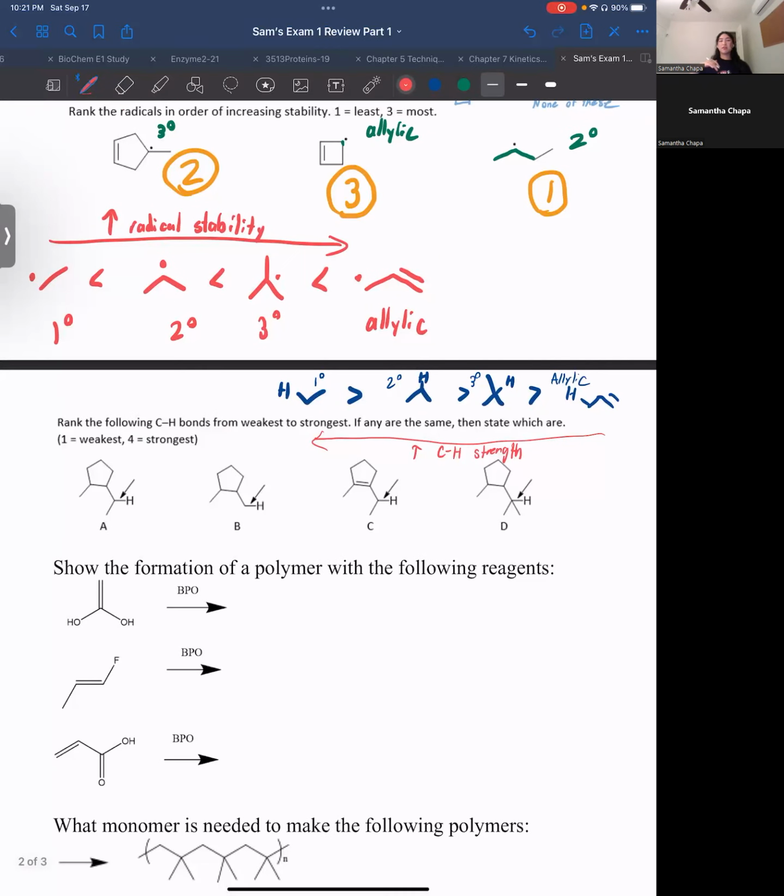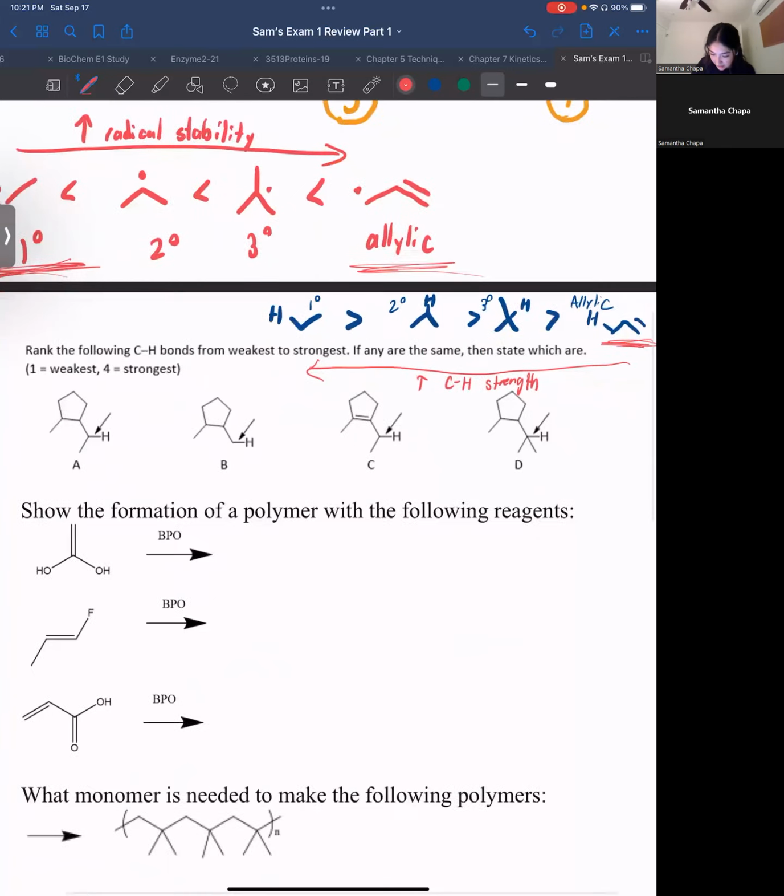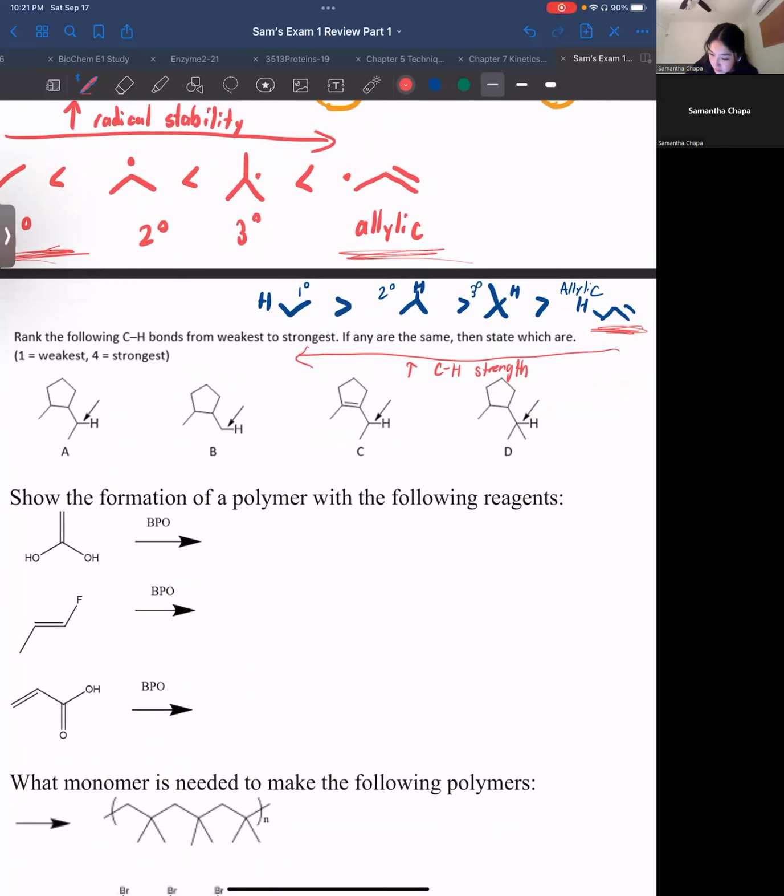So carbon-hydrogen bond. If I'm already so stable, completely stable, neutral, then why would I want something to take off my hydrogen and become a radical? If I'm in the radical form, I'm obviously the least stable. Over here, it's easy to pluck off an allylic hydrogen because if you pluck it off, my allylic radical is very stable. So then, let's look at our answer choices.